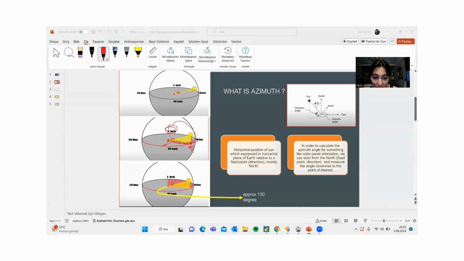As you can see in the last image, we start from 0 degree from the north and we end in that line that unifies us and the position of the sun in the horizontal plane. I want to give a concrete example so that we can understand better.